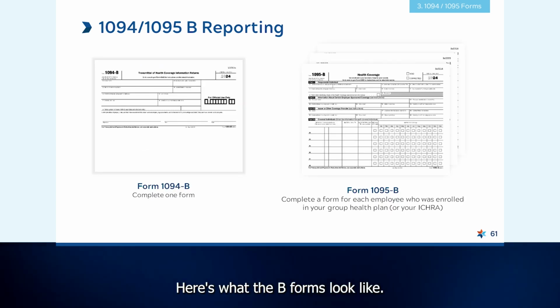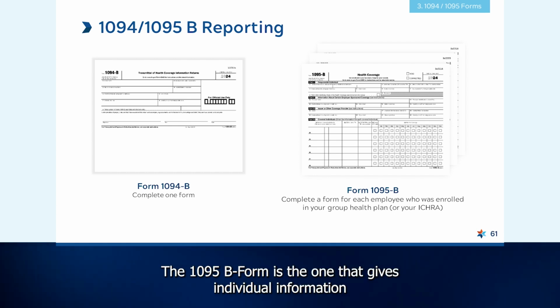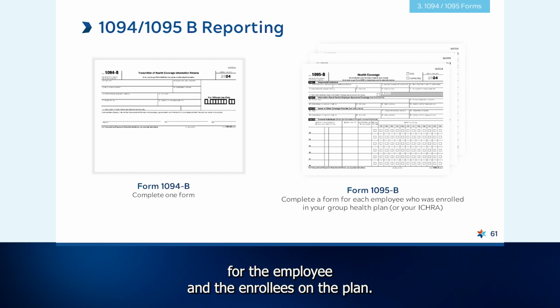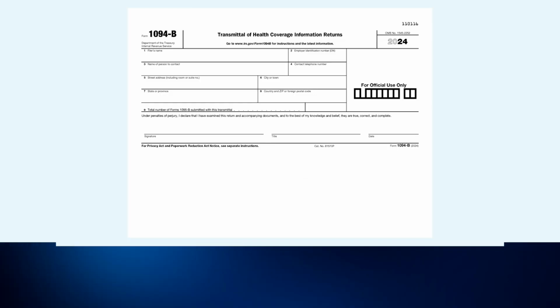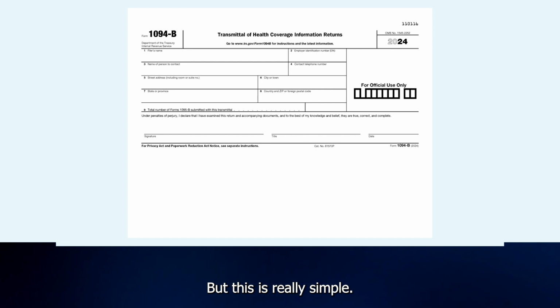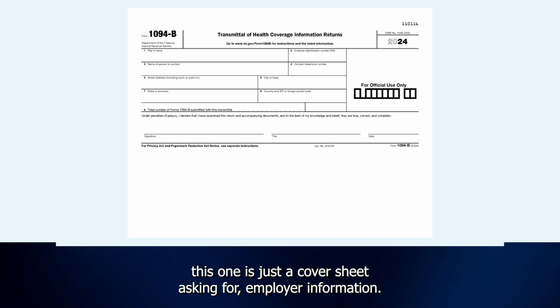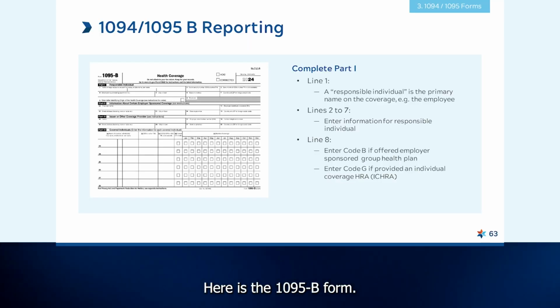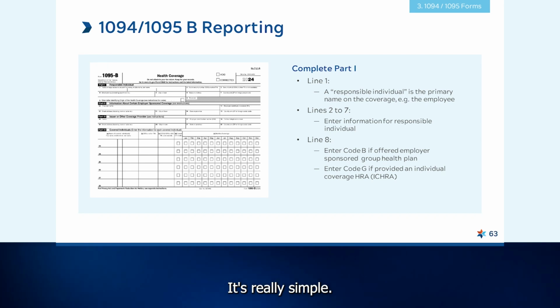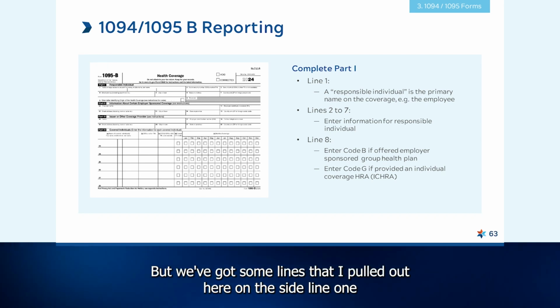Here's what the B forms look like. The 1094-B form is the cover sheet. The 1095-B form is the one that gives individual information for the employee and the enrollees on the plan. Here's a closer look, but this is really simple. The cover sheet is just asking for employer information. Here is the 1095-B form. We're just going to go quickly over this. It's really simple, but I pulled out some lines here on the side.